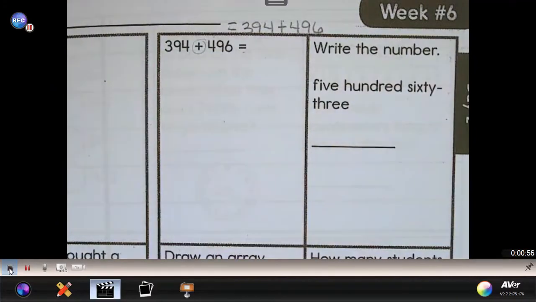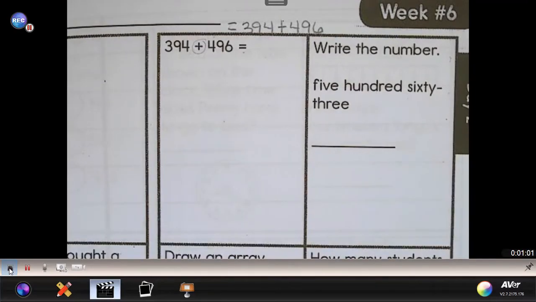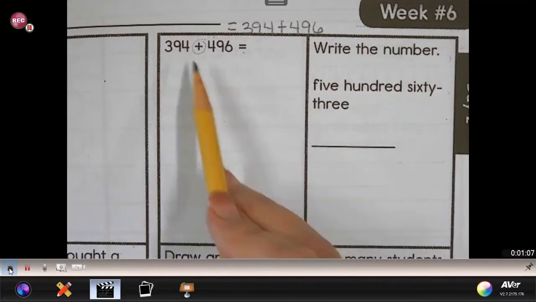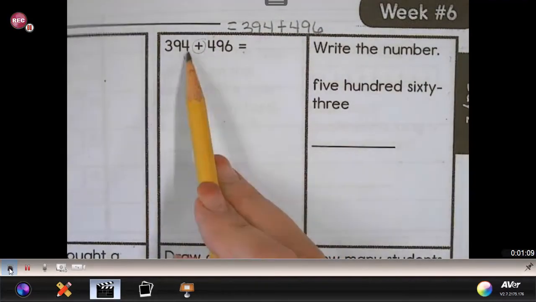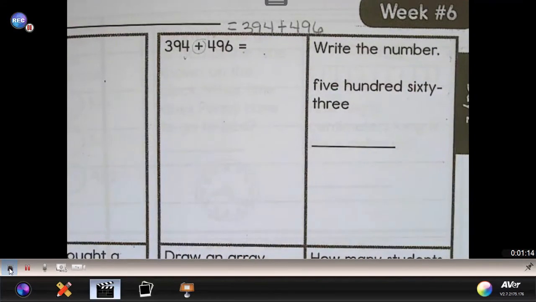Just remember that when you see an equal symbol, we're not looking for an answer. We're trying to find the same as, or a balance between one side of the equal sign and the other side of the equal sign. Just wanted to touch base on that idea.